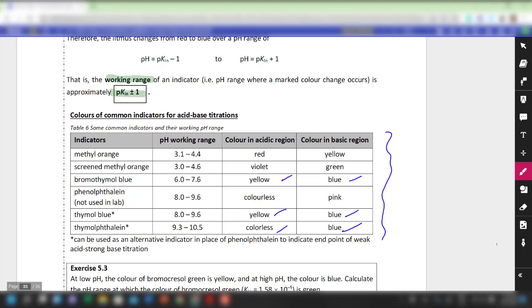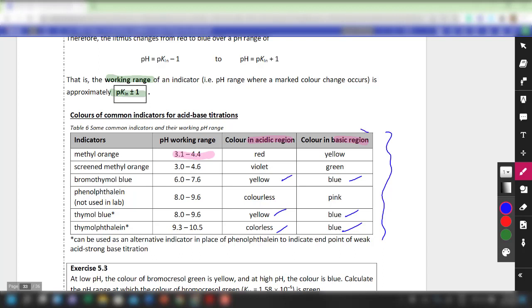And again, some of the students will get a bit confused by the terms over here when we mean color in basic and acidic region, because the working range for, let's say, methyl orange is from 3.1 to 4.4. So for it to turn yellow, actually anything above 4.4 will do. But 4.4 is not exactly in the basic region. So how do we qualify that?